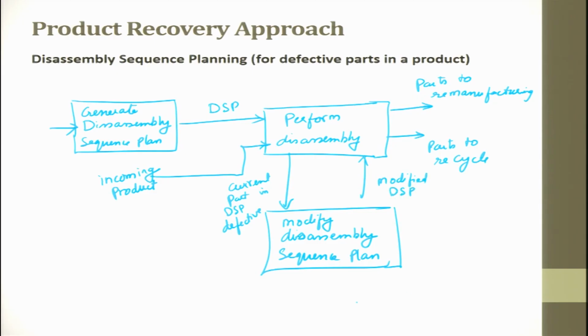Okay. So, it is generating the disassembly sequence plan. Then the plan is given here, and performance disassembly is carried out. So, you try to separate out remanufacturing and recycling, and then the modified disassembly sequence plan is done. So, this is given back. Again this gets reiterated and we start doing it. So, here, directly from the incoming product, disassembled parts or products can be put for recycling.